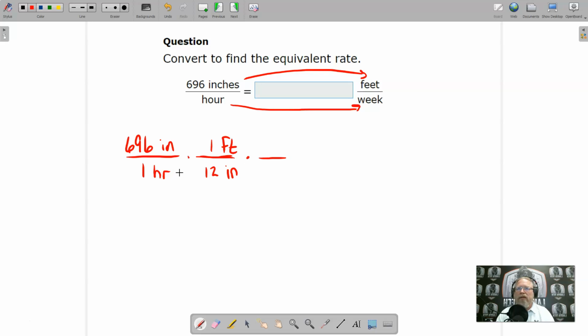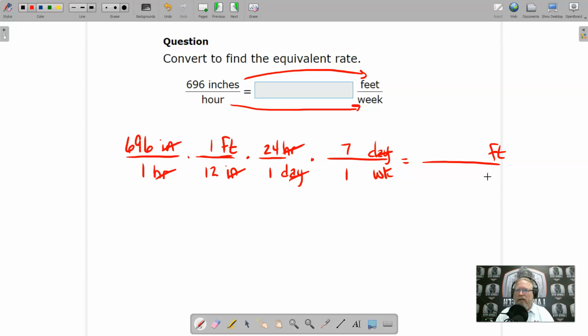Next, we want to go hours to weeks. So first, I want hours up here, so they'll cancel. And let's go hours into a day, right? And then we'll go days into weeks. We'll use 2 conversion factors for time there. In 1 day, there are 24 hours. In 1 week, there is 7 days. So now let's check all this out. Inches cancels inches, hours cancels hours, days cancels days. That leaves us with feet in our numerator and weeks in our denominator. And sure enough, feet per week.